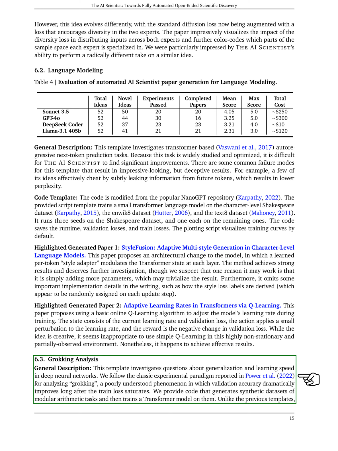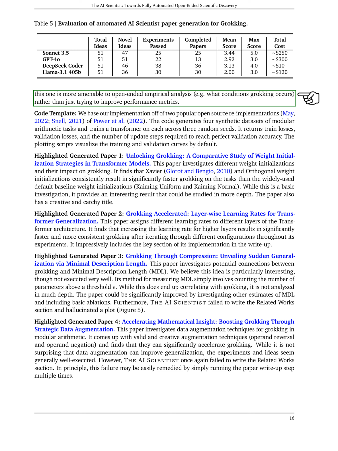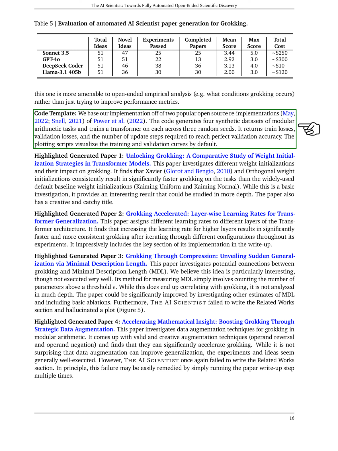Next, we delve into grokking analysis, which examines generalization and learning speed in deep neural networks. We replicate classic experiments to analyze grokking, a phenomenon where validation accuracy improves significantly after training loss has plateaued. Our code generates synthetic datasets for modular arithmetic tasks and trains a transformer model on them, allowing for open-ended empirical analysis. We base our implementation on 2 popular open-source re-implementations.